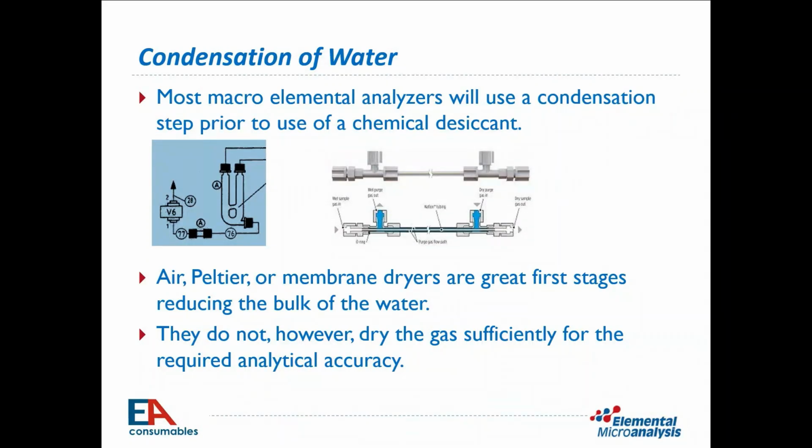The moist gas stream flows through the center of the membrane, which is selectively porous to moisture but not to our analyte gases, so they stay on the inside. And then there's a counter flow of gas going through the outside of the membrane tube, which wicks away the moisture. Generally, they do not dry sufficiently for the required analytical accuracy of elemental analysis, but they can get rid of a big bulk of the water, which is key, and often are used.